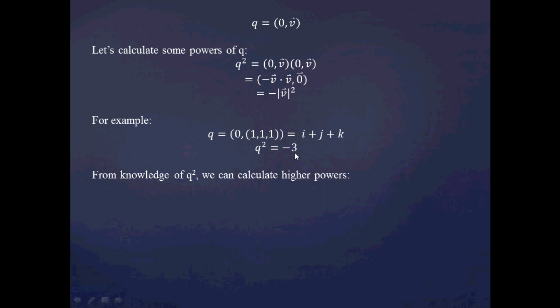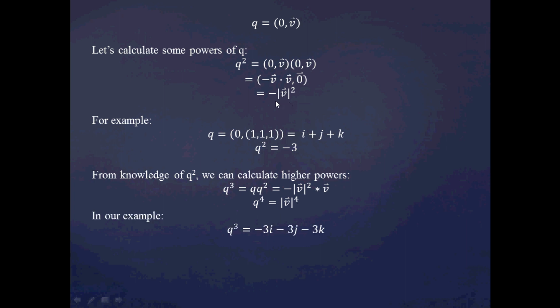And now that's actually the toughest part of doing this calculation. From knowledge of q squared, we can now calculate the higher powers. Q cubed is just going to be q times q squared. And since I found that q squared is just a scalar, I'm just going to take v and multiply it by negative the squared length of v. And that's going to be q cubed. And then q to the fourth, if q squared is equal to minus the length of v squared, then I just square that to get q to the fourth is equal to the length of v to the fourth power. I just square that value there.